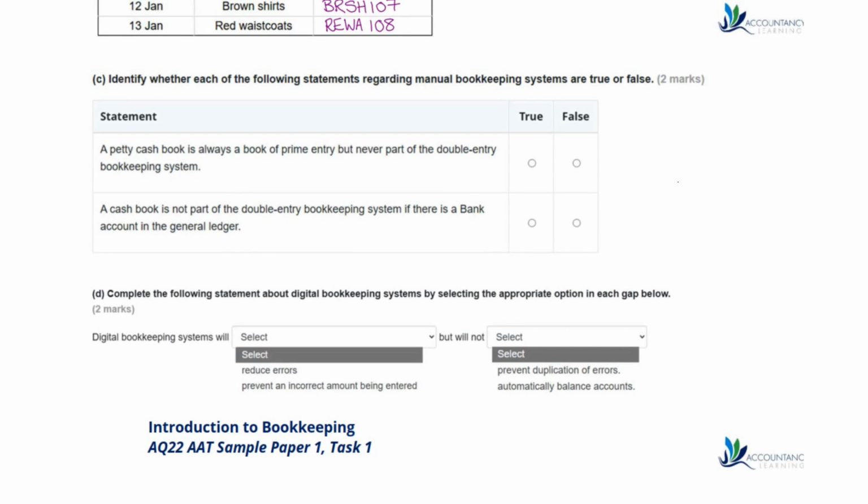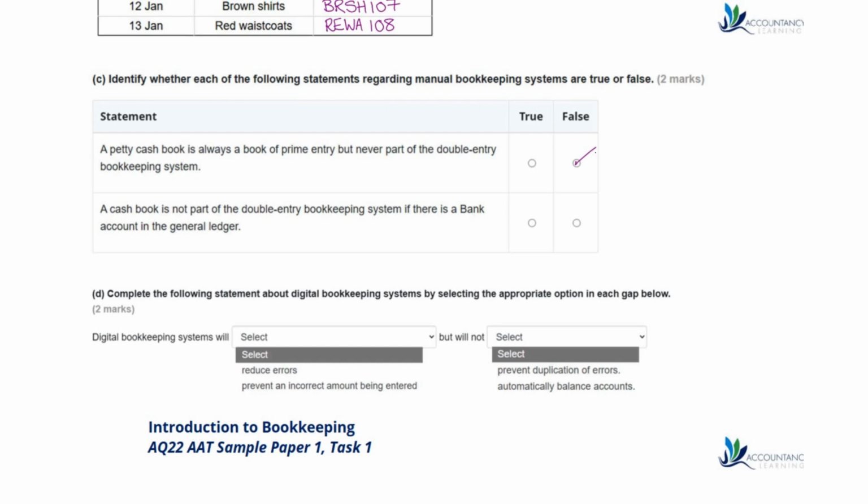Part C, we've got some statements and need to identify whether they are true or false. A petty cash book is always a book of prime entry, but never part of the double entry bookkeeping system. So this is false. The petty cash is part of the double entry. It is an asset to the business because it is the amount of physical cash that we hold.